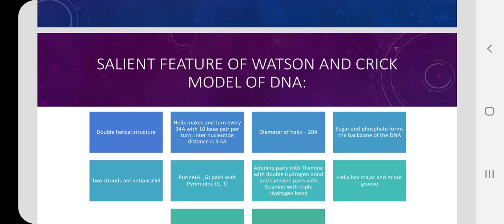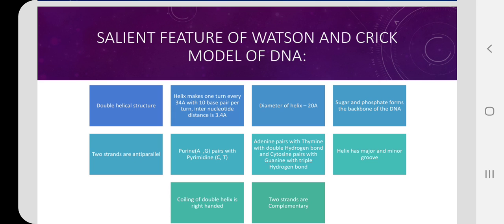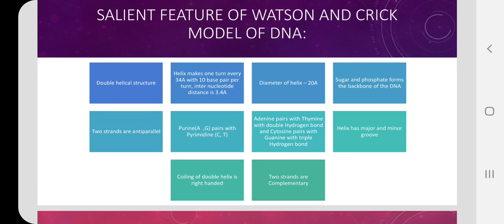Next is the salient features of the Watson-Crick model of DNA. As we have seen in the figure, it is a double helical structure with a diameter of about 20 angstrom, and the two strands run anti-parallel to each other, which means that if one strand has a 3' to 5' end, the other will have a 5' to 3' end.